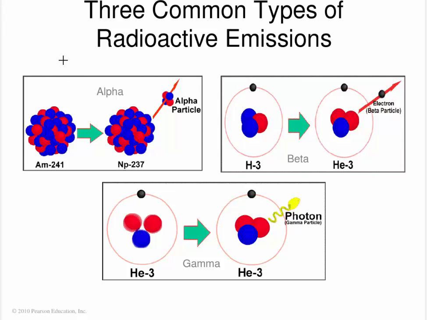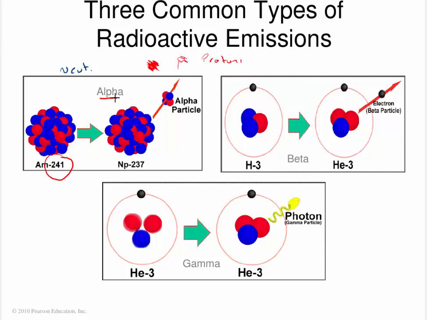Now, this just summarizes the three types of radioactive emissions that we have. Here we're looking at neutrons that are blue, and protons that are red. What we can say is that here we have an element, and pay attention to the mass number. The mass number is 241.